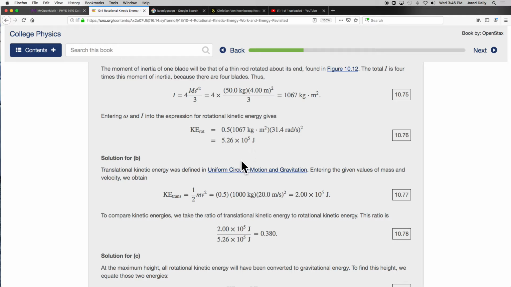It's almost triple. So the amount of energy in the helicopter blades is much more than the amount of energy in the helicopter itself. The blades are the things you got to be careful of, right? That's why people duck when they go on a helicopter. To compare kinetic energies, you just take a ratio, and that's what they do.